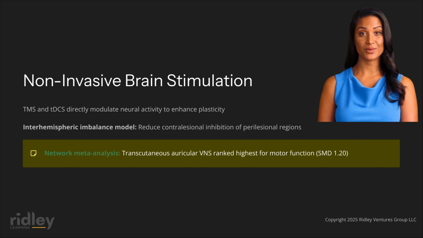Network meta-analyses comparing different non-invasive brain stimulation modalities provide valuable guidance for understanding the relative effectiveness of various approaches, finding that transcranial auricular vagus nerve stimulation ranked highest for motor function improvement among the stimulation techniques examined, with a standardized mean difference of 1.20. This finding highlights the potential of vagal stimulation approaches while also demonstrating meaningful benefits for transcranial magnetic stimulation and transcranial direct current stimulation protocols.